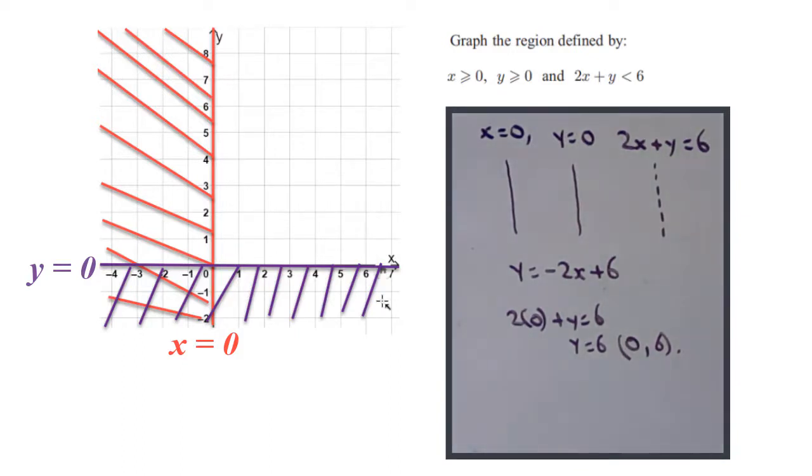And then you could do something very similar for y being 0. That would mean 2x plus 0 equals 6, so 2x equals 6, which would mean x equals 3 would make that true. So when x is 3, y is 0. So you've got 2 points on the line. Either way, we're going to have the same line here.